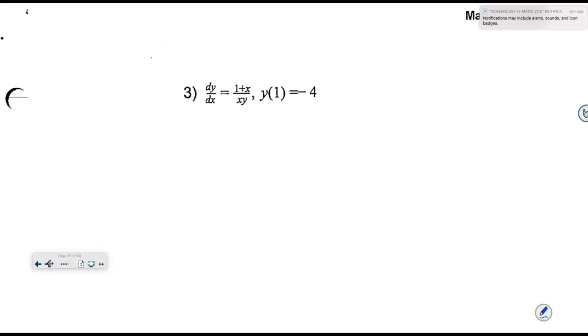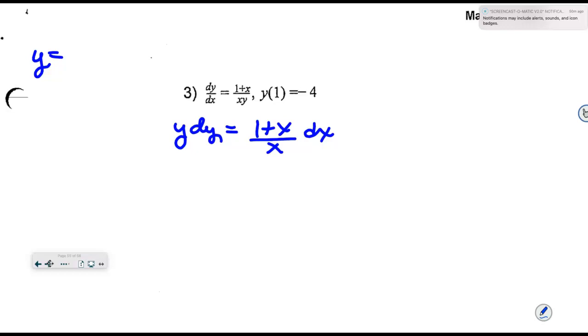So this first one, I have to isolate my function y. Here's my answer. When I'm done, when I plug in a 1, a -4 better come out. I need to separate first. So let's go do that. We have y dy on the left, because I multiply both sides by y, would equal 1 plus x over x dx on the right.